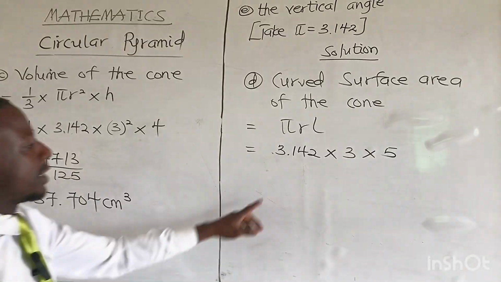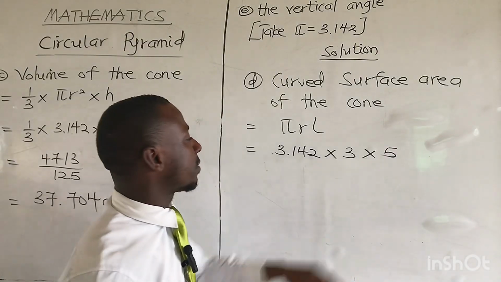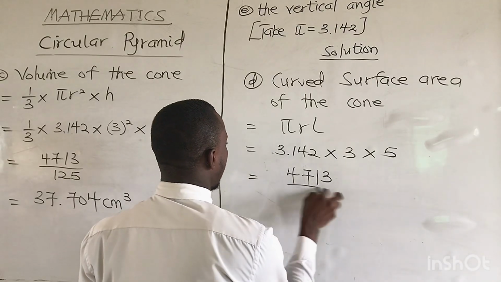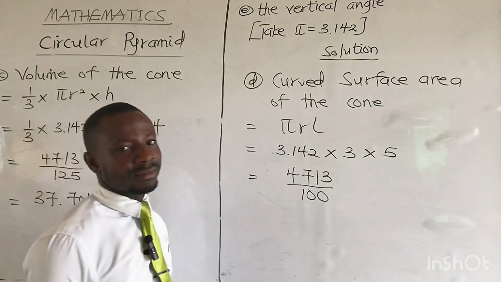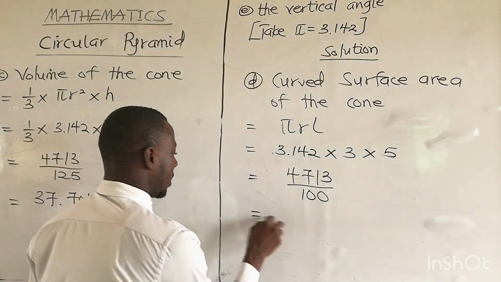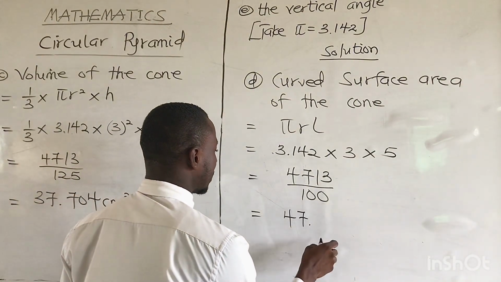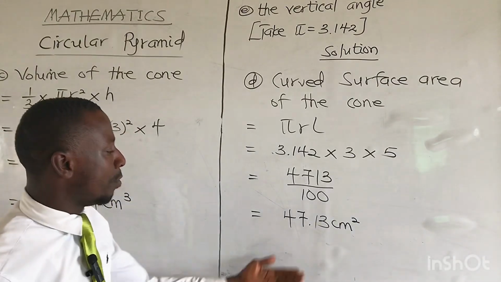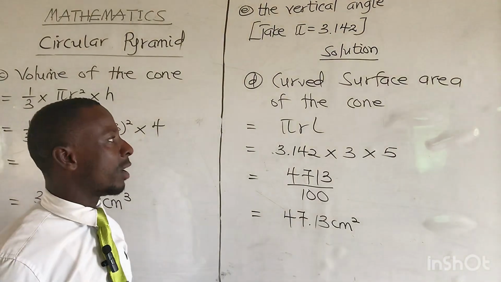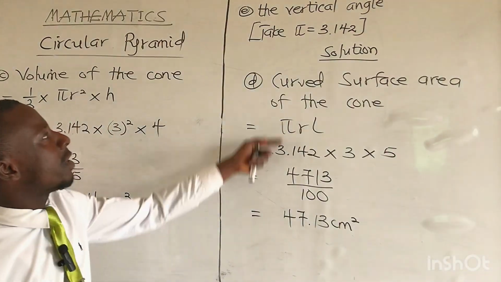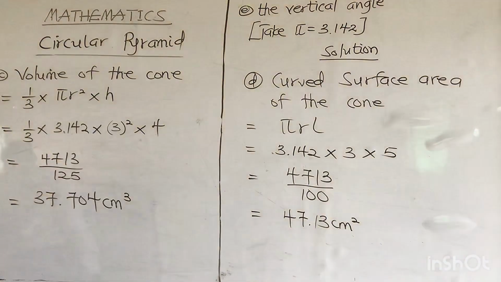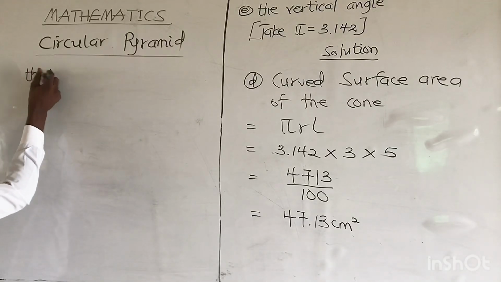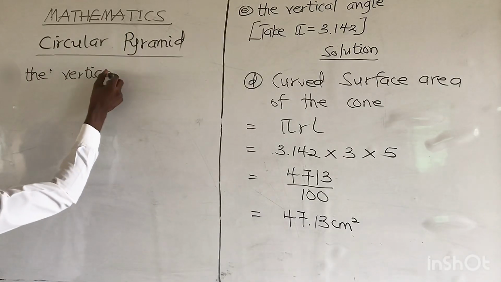So 3.142 times 3 times 5, we are going to get 4713 all over 100. So from here the decimal is going to be 47.13 centimeters squared, and this will be the curved surface area of the cone. Now the final one is the vertical angle.